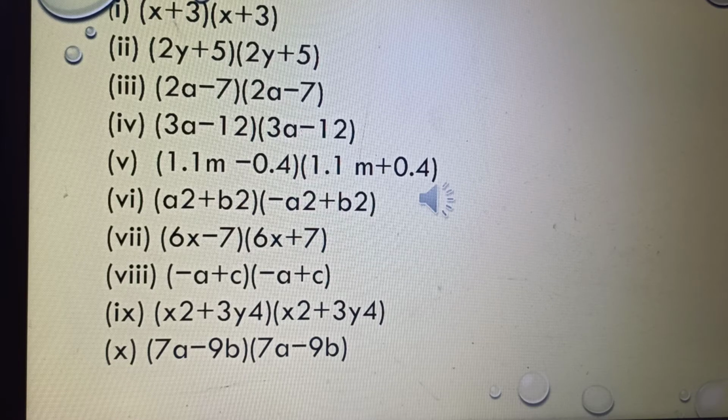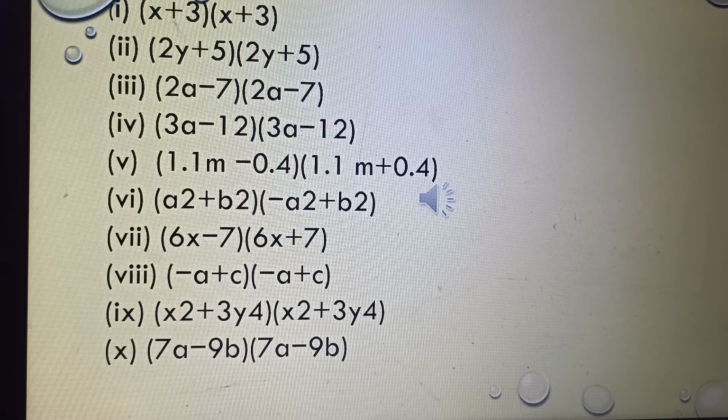Next is also a plus b into a minus b formula. Next is also c minus a into c minus a. So c minus a the whole square is c square plus a square minus 2ac. Next is also a raised to m, and that formula we use in the 9th problem. x square plus 3y to the power of 4 whole square. Here, if both are plus, we use the a plus b whole square formula. If both are minus, you use the a minus b whole square formula. If one is plus and another is minus, you use a plus b into a minus b.